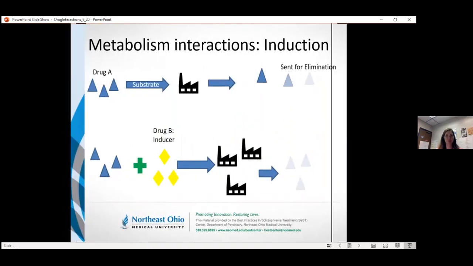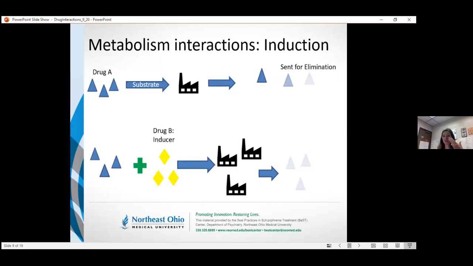So I have a visual for you. So drug A are our blue triangles. So those would be a substrate for one of the hepatic enzymes or our little factories here. So drug A is in the body, it goes to the liver, the enzyme works on it, and it's sent for elimination. So those enzymes process a certain amount of drug over time to help your body get rid of it. So as you see, some of them have started to fade. Yeah, those are ready for elimination and they're on their way out of the body.